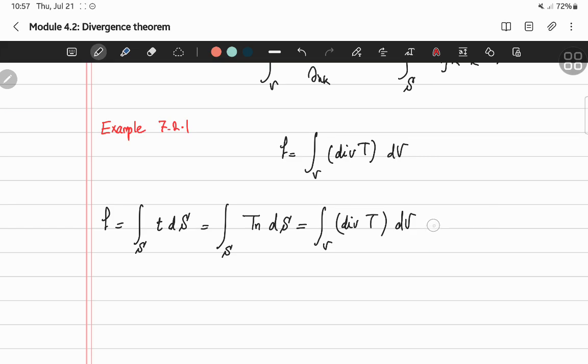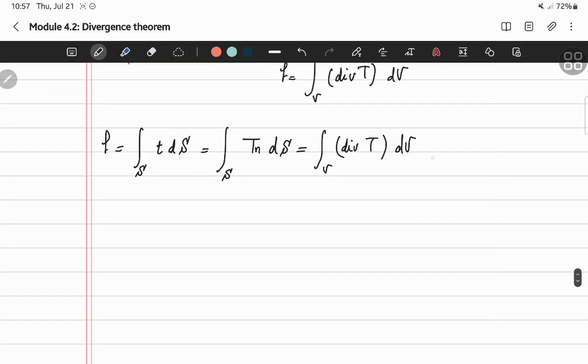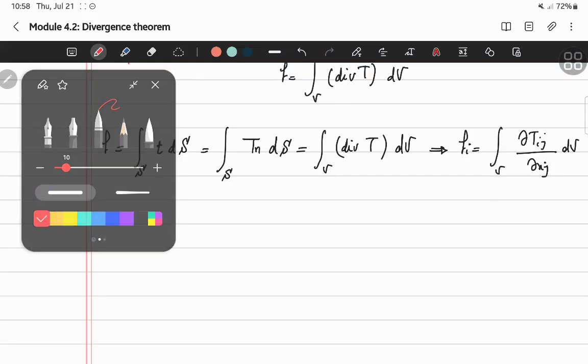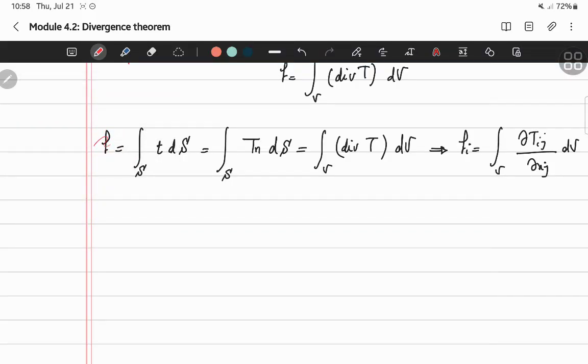This can also be written in index notation: f_i is equal to the divergence, so it's t_ij with respect to x_j, because this is going to be a vector field, or first order tensor, dV over V. So you can simply see here that the resultant force is equal to the integral of the tractions over the surface.